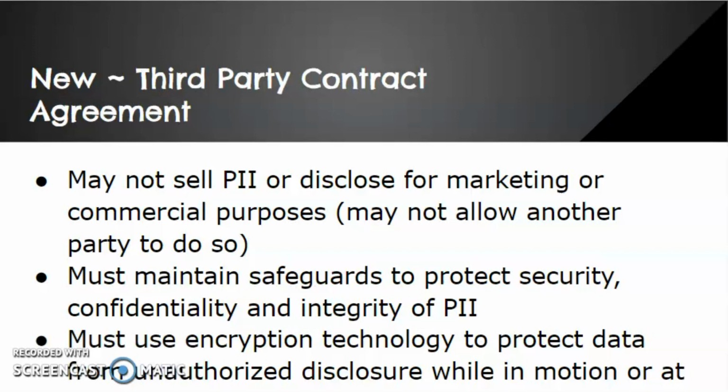They have to have safeguards in place that meet federal and state regulations in protecting confidential information. And also, the companies need to describe how they protect our data with encryption. Those are the three big points of the third-party contracts and what the district and the companies need to become aware of.